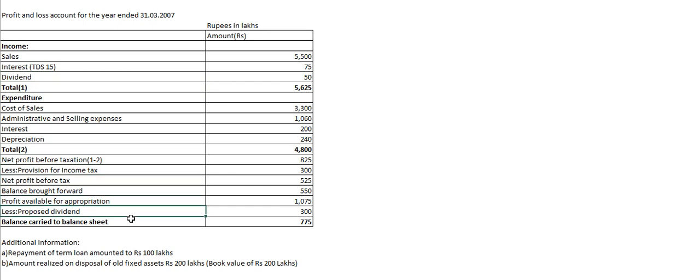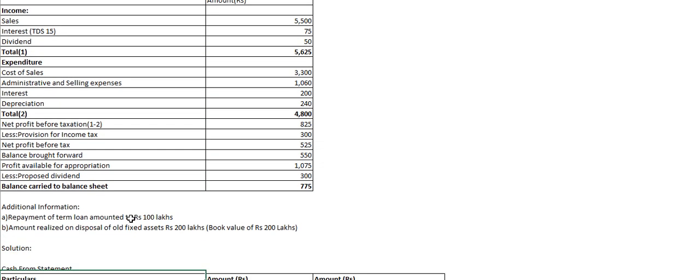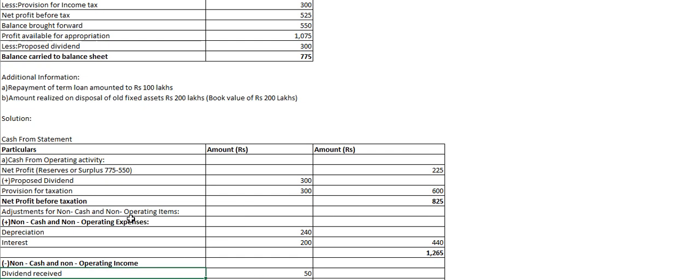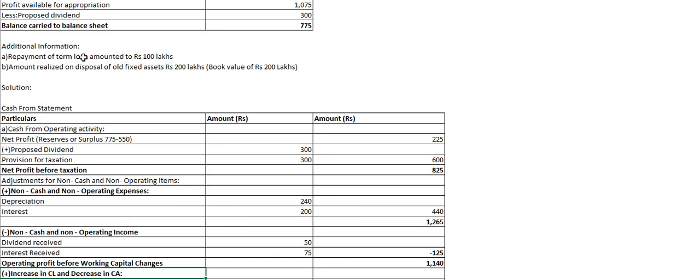And you have repayment of term loan amounted to rupees 100 lakhs. So for this 100 lakhs on our term loan, you will prepare your ledger account. Amount realized on disposal of old fixed assets is rupees 200 lakhs. There is disposal of an old fixed asset at rupees 200 lakhs, but the book value also is rupees 200 lakhs. So do you think any profit or loss is there? There is no profit or loss. So moving on to our ledger accounts.